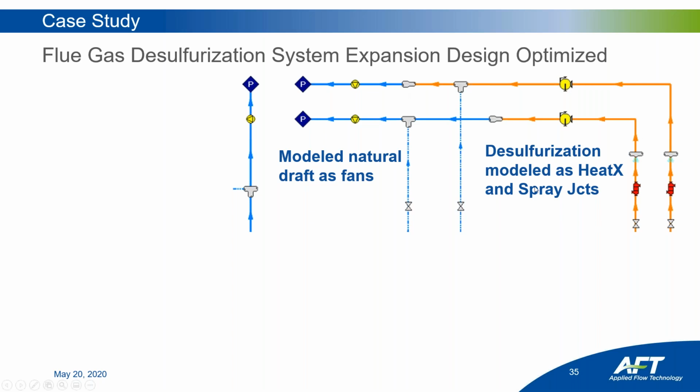And then the desulfurization was modeled as heat exchangers and spray junctions. Since Arrow is not used for chemical reactions and necessarily getting into that detail with processes, but you can still model things like they did with heat exchanger and spray junction to model the water that would be coming in during desulfurization and then coming out the stacks, obviously.